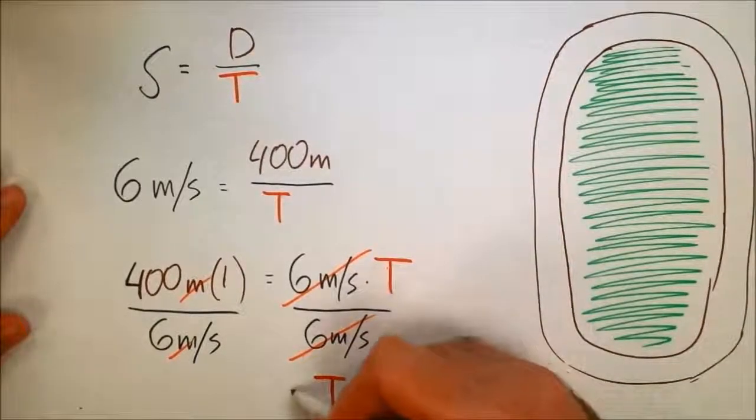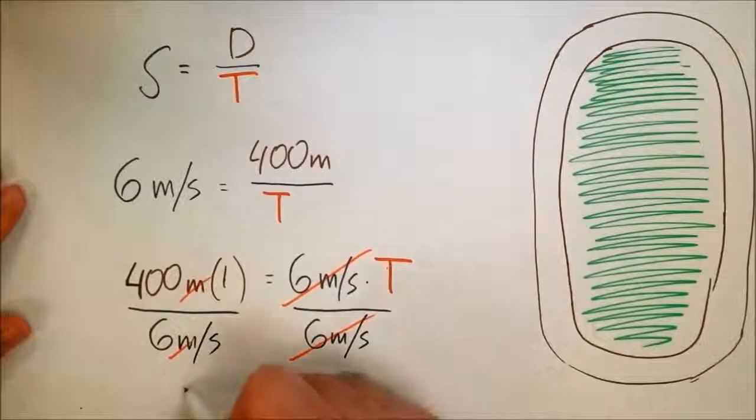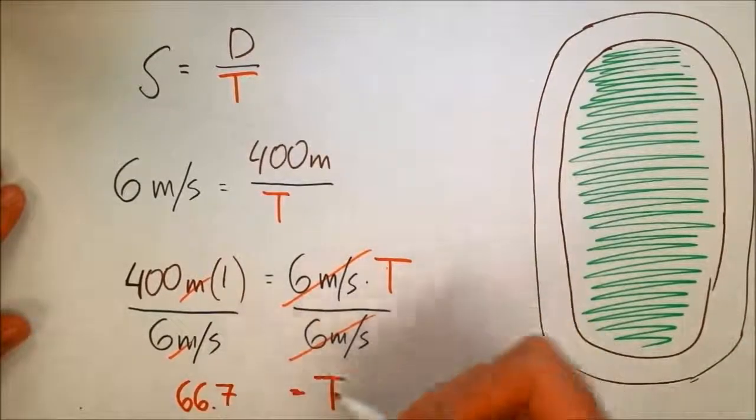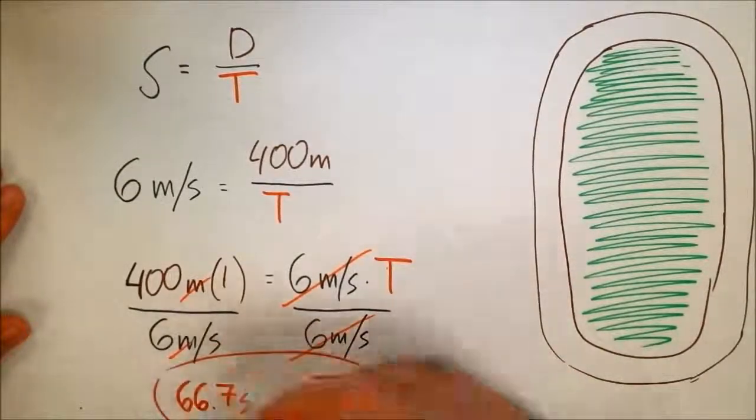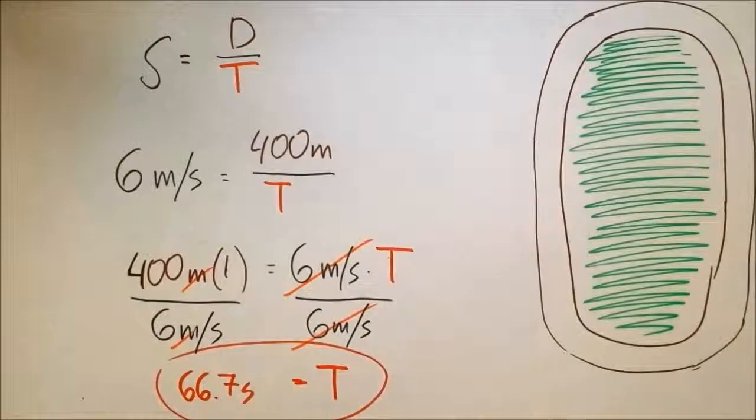So t equals 66.7, and the only unit that's left is seconds. So that is your answer. That would be the time it would take you to run a 400-meter track. That's an average time. Not a great time, but I guess this person is not an athlete. Questions?